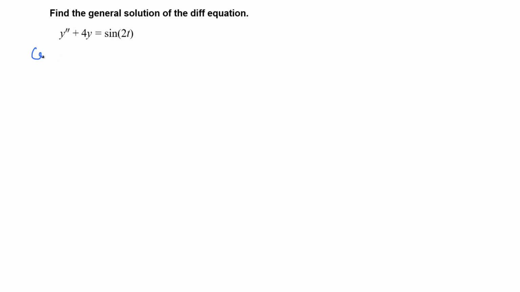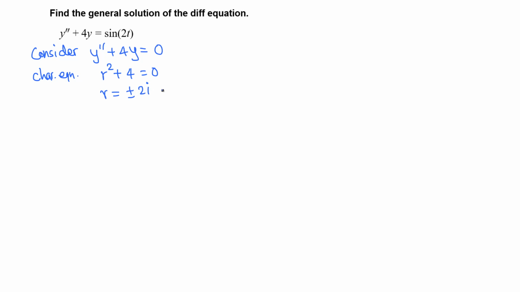So consider y double prime plus 4y equals 0. And we already know how to solve this. We find the characteristic equation, which is r squared plus 4 equals 0. Subtract 4, so negative 4, so r equals square root of negative 4, so r equals plus or minus 2i.